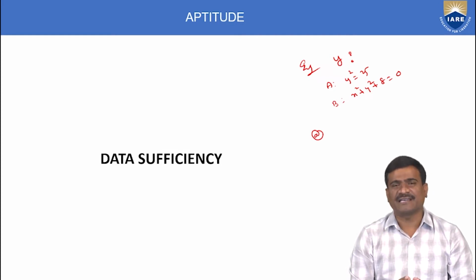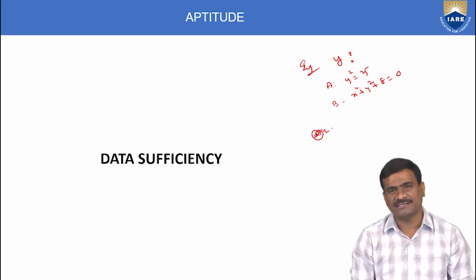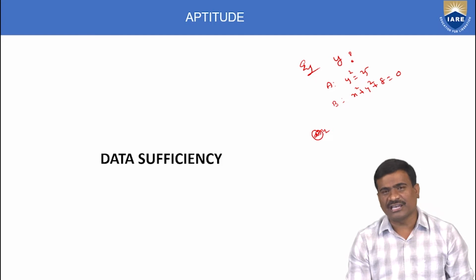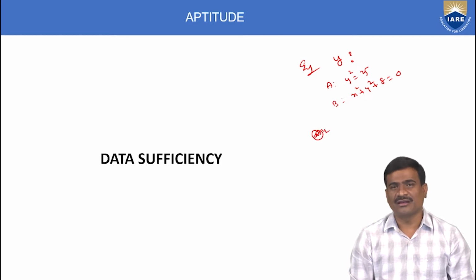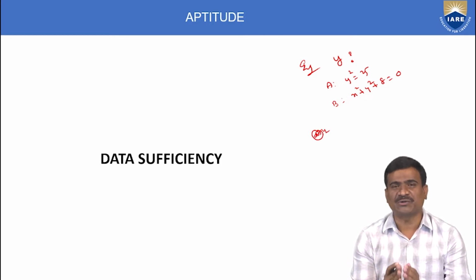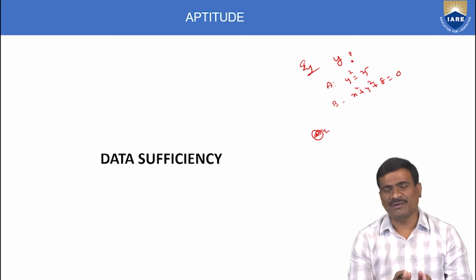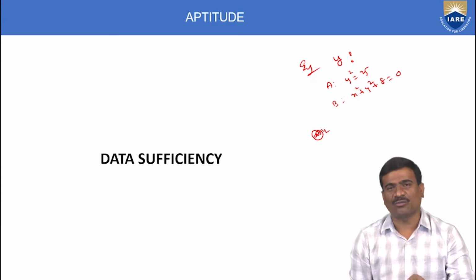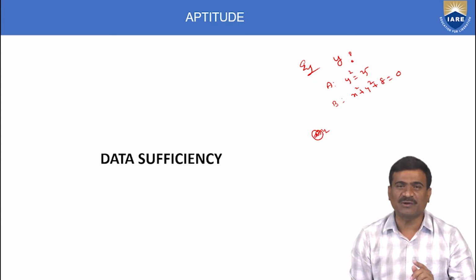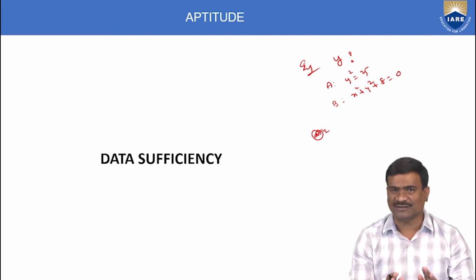y square is equal to 25. Statement A implies that y is equal to plus 5 or minus 5. But in data sufficiency, we must select the option only if the answer is unique, not a probability chance. Statement A indicates y is either plus 5 or minus 5. Two possible solutions exist. Therefore, A alone is not sufficient.